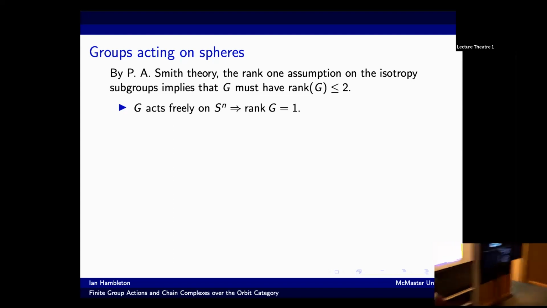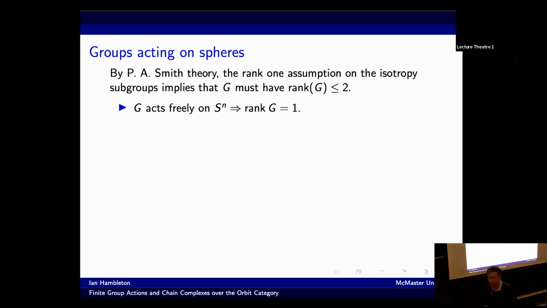Smith theory in its original form tells you that if you have a group acting freely on a sphere, or a finite G-CW complex which is a free G-CW complex, then the group has to have rank less than or equal to 1. So to get to rank 2, we allow this isotropy.